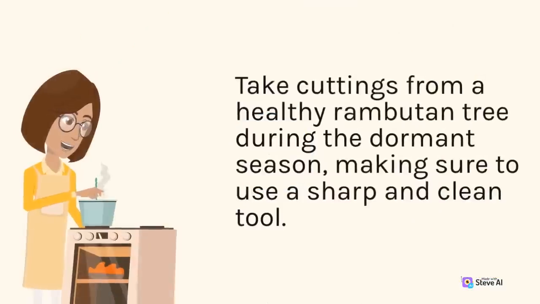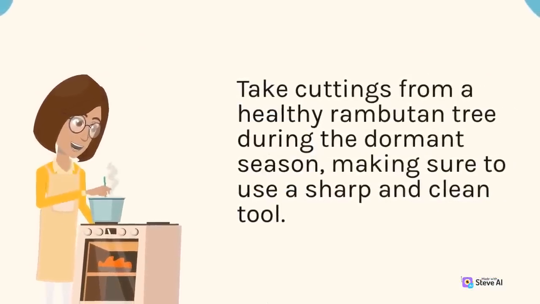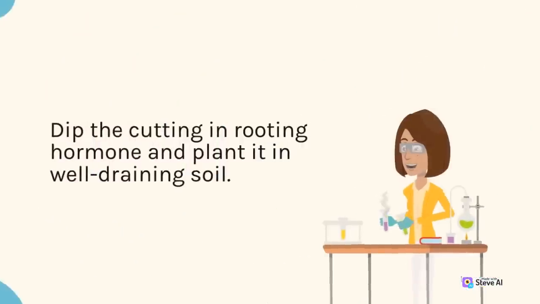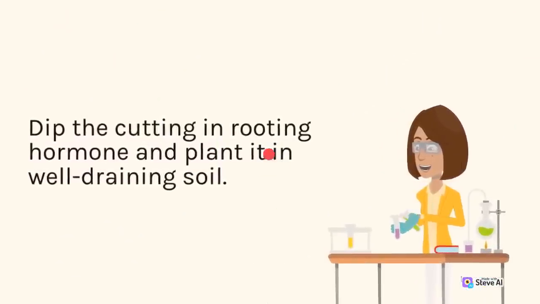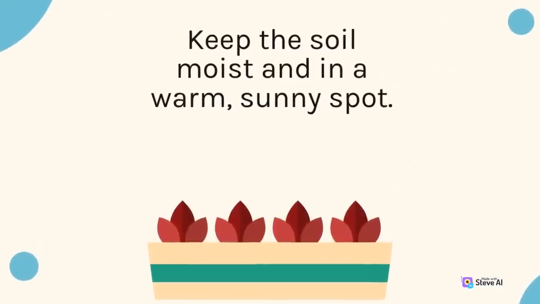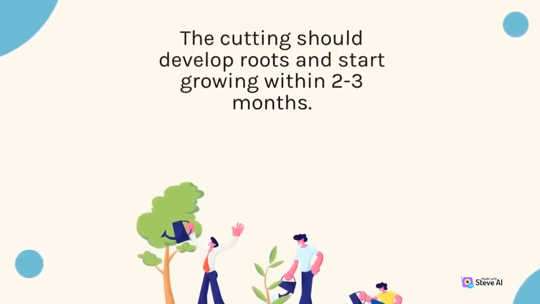Take cuttings from a healthy rambutan tree during the dormant season, making sure to use a sharp and clean tool. Dip the cutting in rooting hormone and plant it in well-draining soil. Keep the soil moist and in a warm, sunny spot. The cutting should develop roots and start growing within 2 to 3 months.